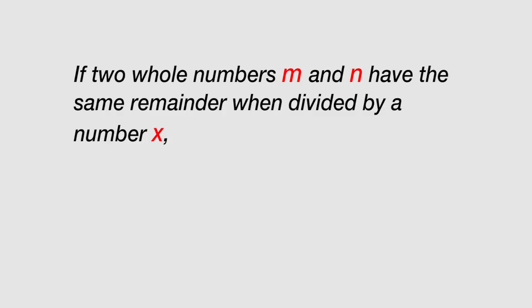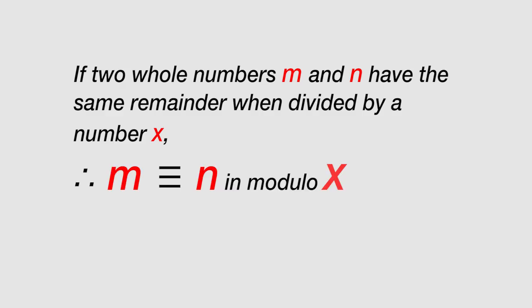So if any two whole numbers, let's say m and n, have the same remainder when they are divided by a number x, then the two numbers are said to be equivalent in that mod. And so we'll say m is equivalent to n in mod x.